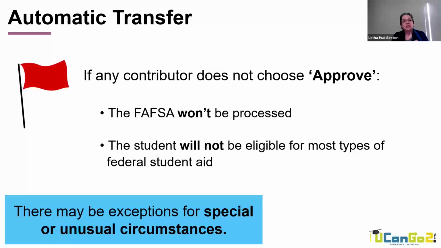If there's any contributor that does not choose approve, if they don't agree to that, the FAFSA can't be processed. It won't be processed. And then the student won't be eligible for most types of federal student aid. There is one type of loan that they may be able to get. Now, at a time like this, it's always important to say that if there's some unusual circumstance that would keep that person from signing, then it's possible it could be appealed with the financial aid office at the school that the student is planning to attend.